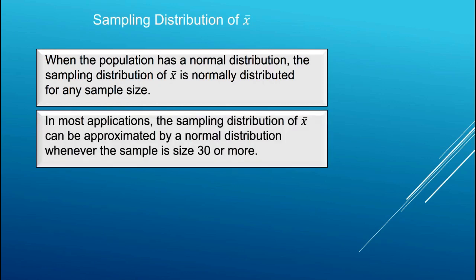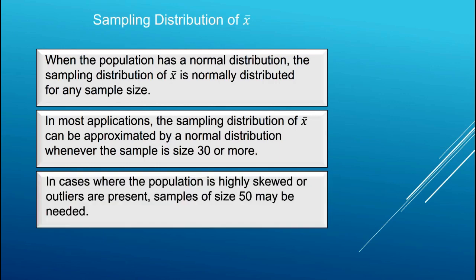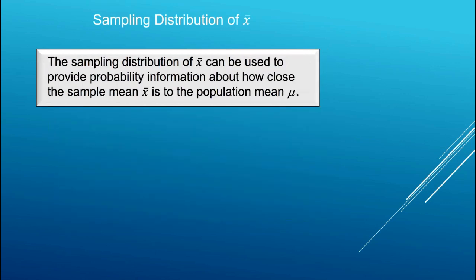In most applications, the sampling distribution of x bar can be approximated as a normal distribution, even if the population isn't normally distributed, as long as the sample size is 30 or more. That's the power of the central limit theorem. So in cases where the population is highly skewed or outliers are present, samples of size 50 or more may be needed to apply the central limit theorem. But typically you can get by with a sample of size 30.